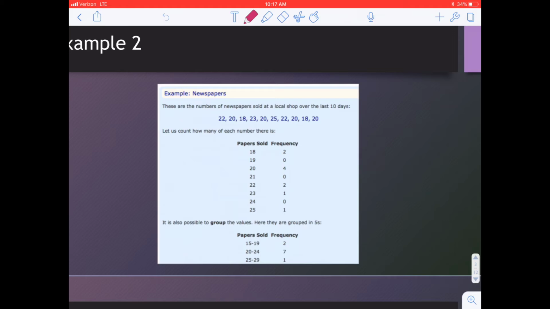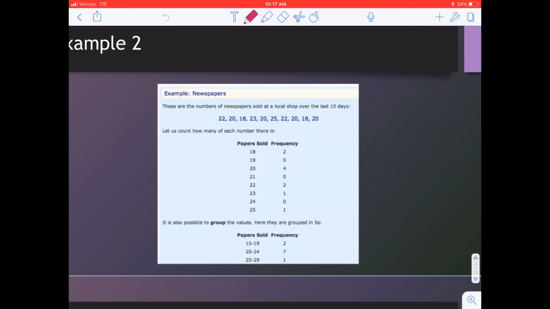And so if you look at my table, I have all the different values there and the frequencies at which they occurred. But what I want you to notice is that there are some values that have a frequency of 0. For example, 19. There was no day that I sold 19 newspapers. However, when I create a frequency distribution table, I don't want to skip values. I want to make sure I go in numerical order, and so I'm going to count 18, 19, 20, 21, 22, and so on. And if there's a value that doesn't happen, I would list that as a frequency of 0.